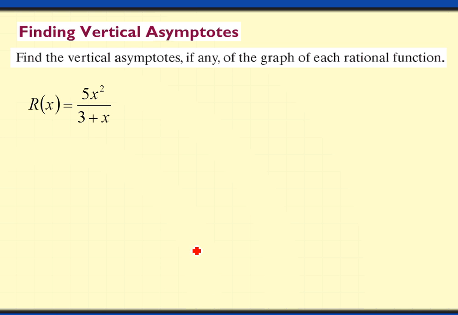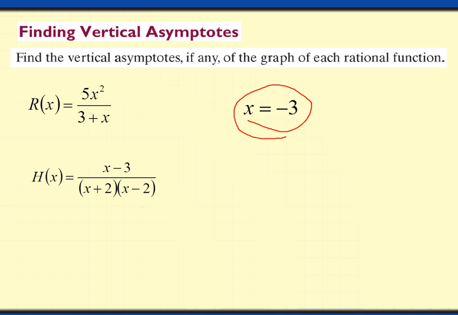As we look at this first function, we can predict that the vertical asymptote is going to be the vertical line through what? Well, what causes that denominator to be 0? A value of -3. So remember, this x equals -3 is representing a vertical line, not just a number.